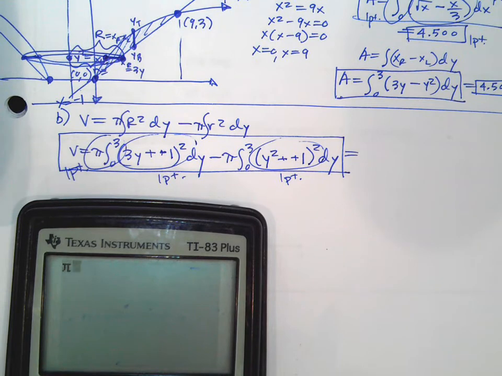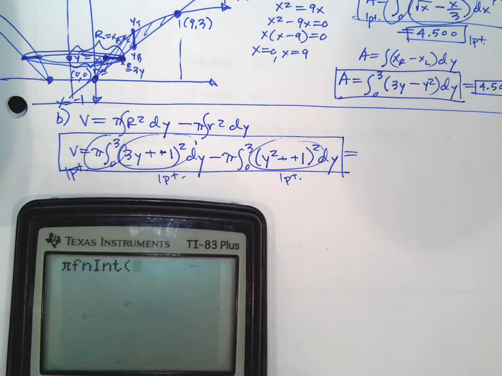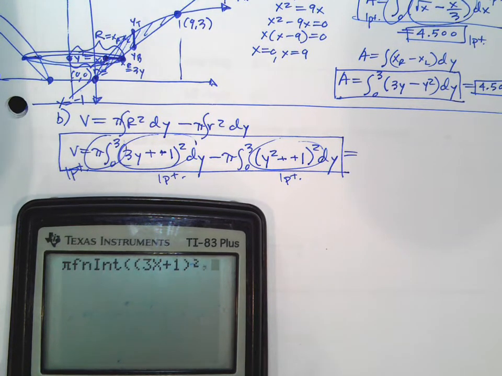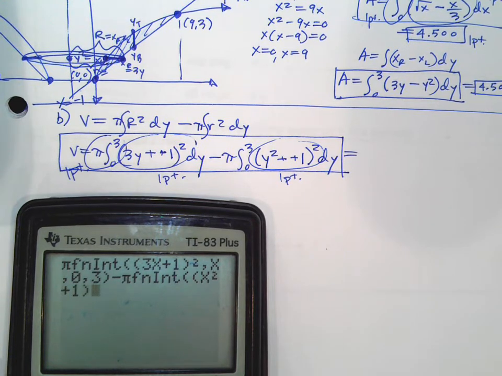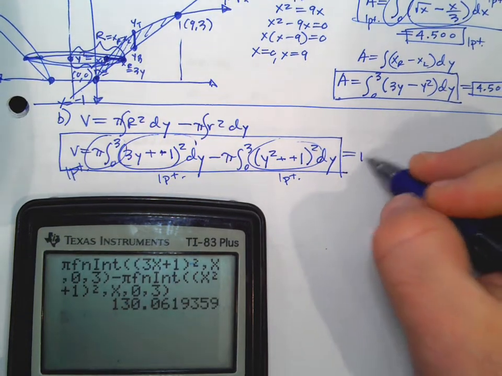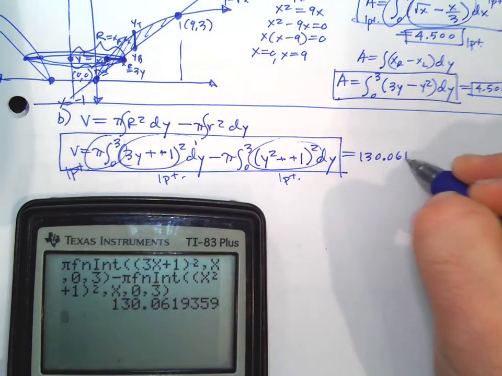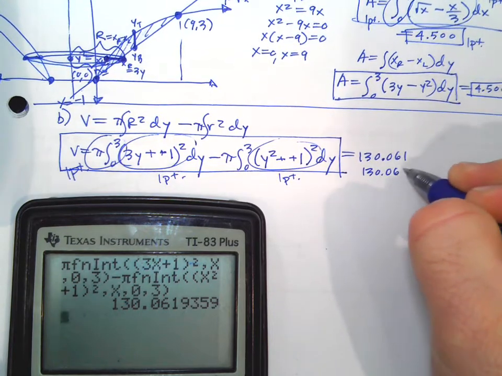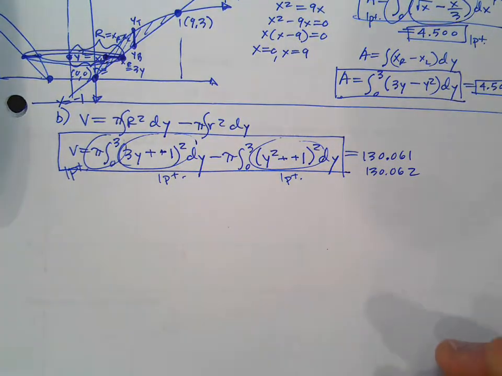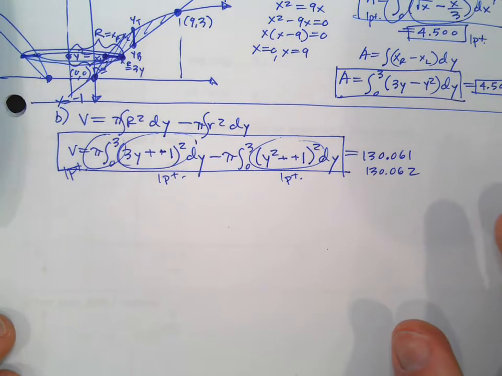So we're going to go pi math 9 parentheses 3x plus 1 squared comma x comma 0 comma 3 minus pi math 9 parentheses x squared plus 1 close parentheses squared comma x comma 0 comma 3, and we get 130.061 or 130.062. And for sure, I mean, we could do this by hand. It would be a lot of work though.